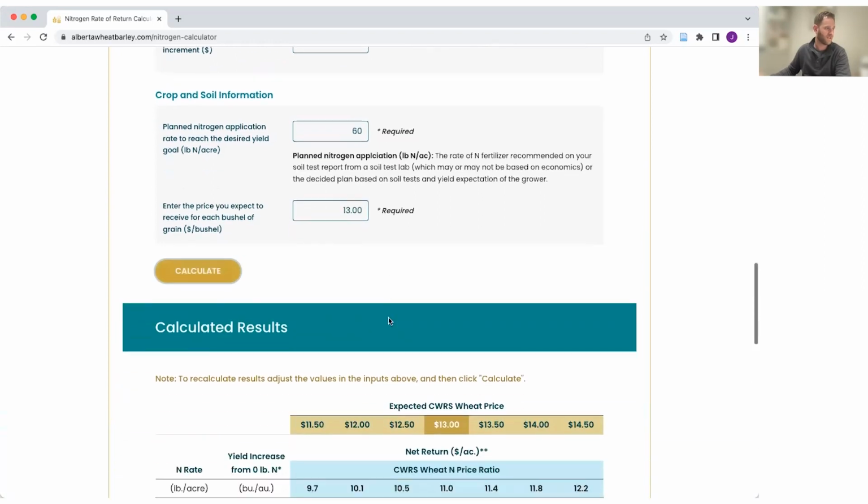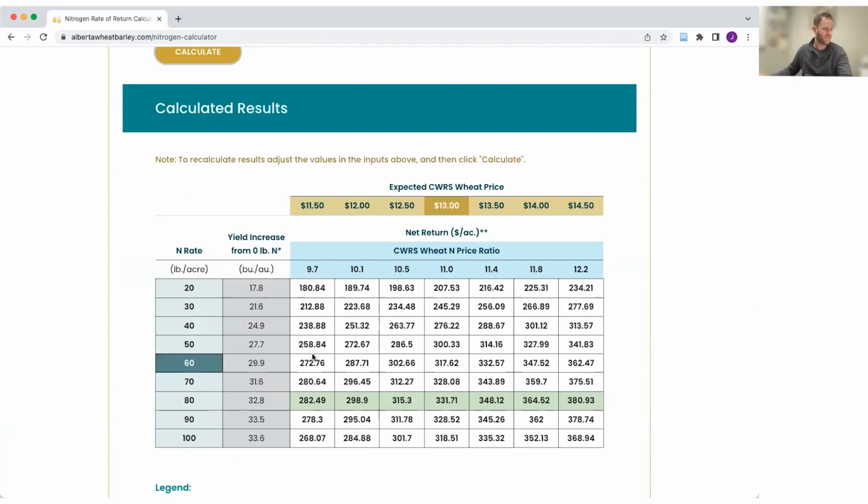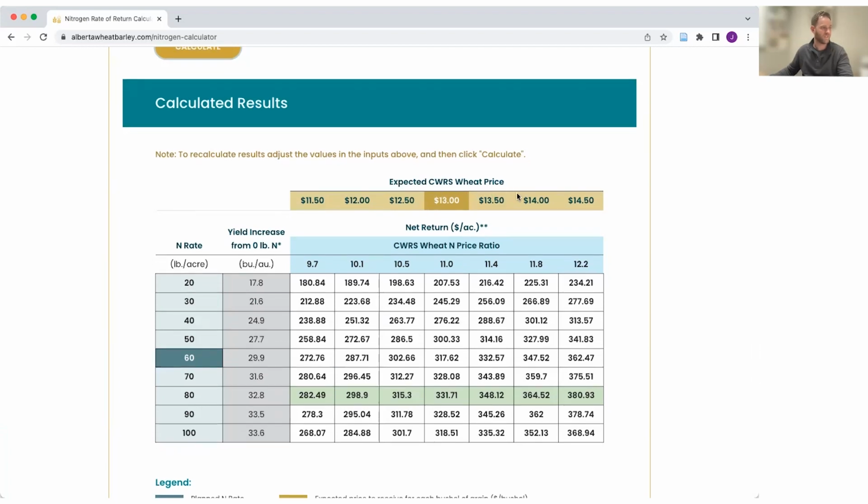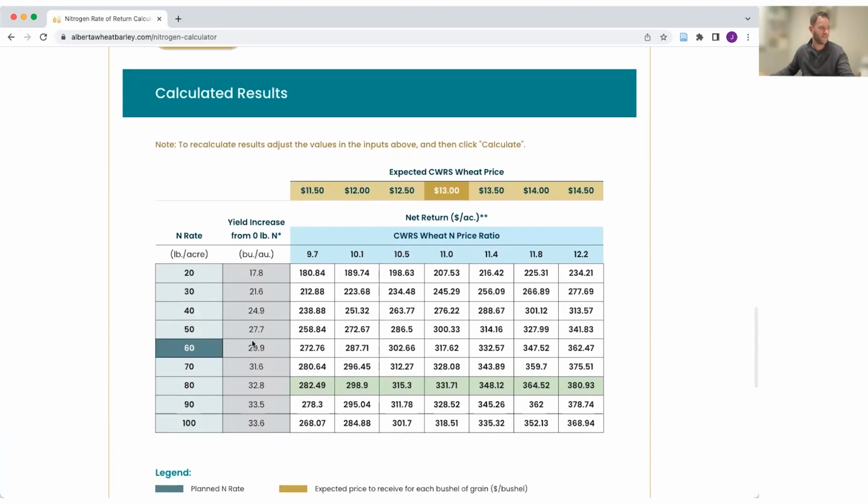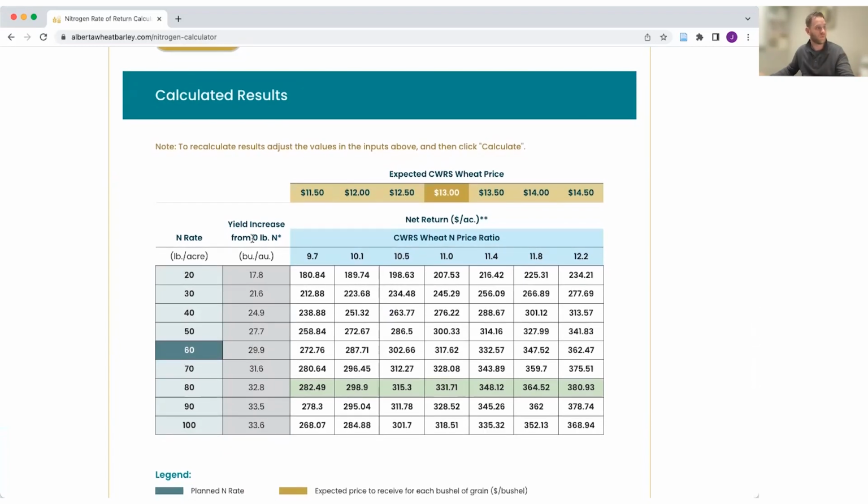Now we press calculate, and this gives us the table. You can see the increments on N rate are by 10, and the increments for wheat price are by 50 cents. It provides a column that shows the bushels per acre increase we receive from applying 60 pounds above and beyond if we only put 0 pounds of nitrogen. When we apply 60 pounds of nitrogen, we're getting 30 bushels per acre above and beyond if we didn't apply any nitrogen to that field.